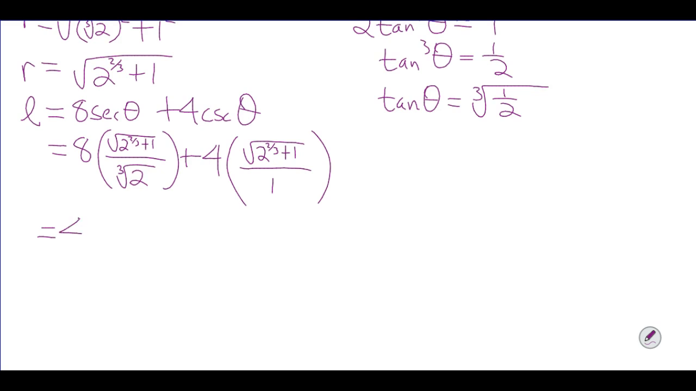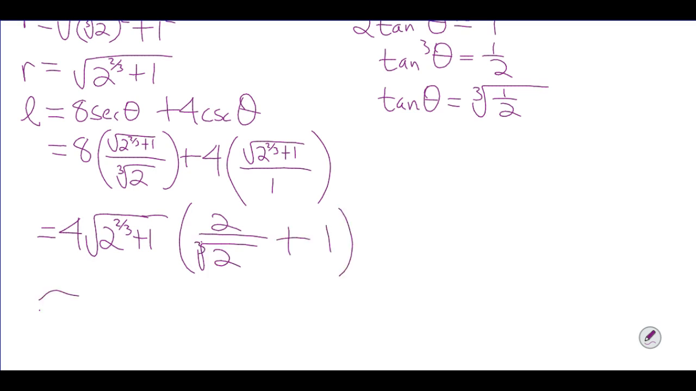We can factor out a 4 times the square root of 2 to the 2/3 plus 1, giving us a 2 over the cube root of 2 plus 1. Which is about 16.6477 feet, so call it 16.64 feet.